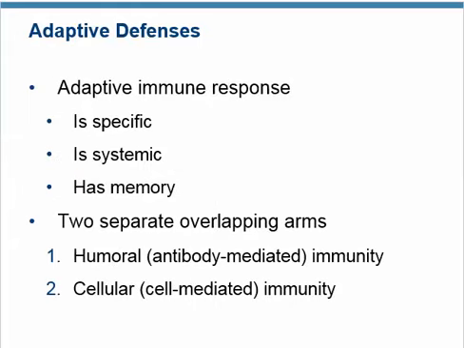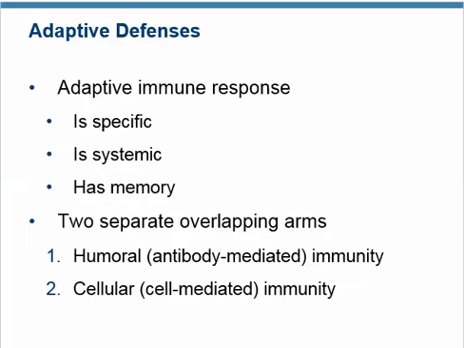Although I said this in class, I figured I'd go back and start at this point again. The thing about the adaptive immune response is that it's very specific to a specific pathogen or a specific problem. It's systemic, so you have a body-wide response, and it has memory. And there are two parts to it: humoral immunity, which is mediated through antibodies, and cellular, cell-mediated immunity.